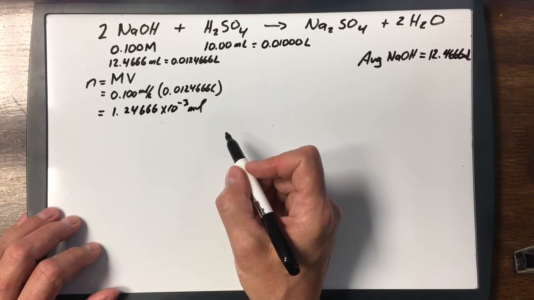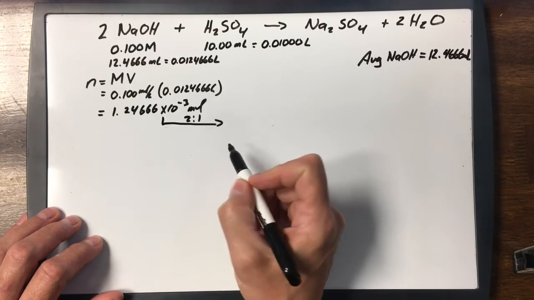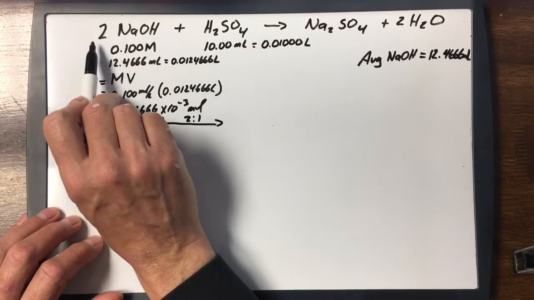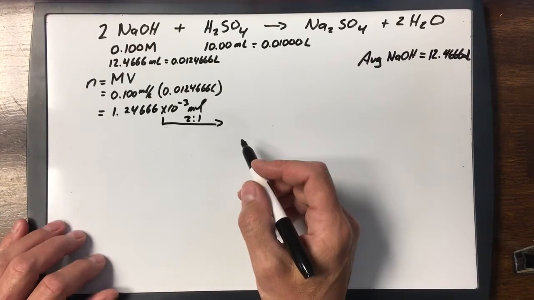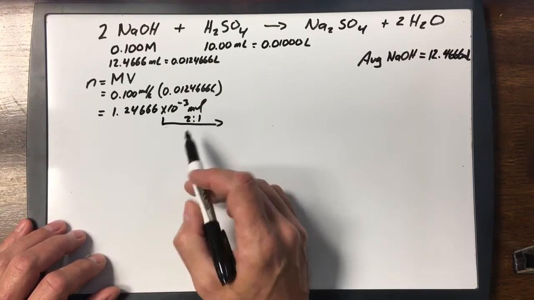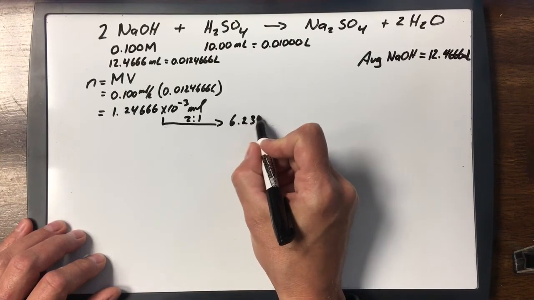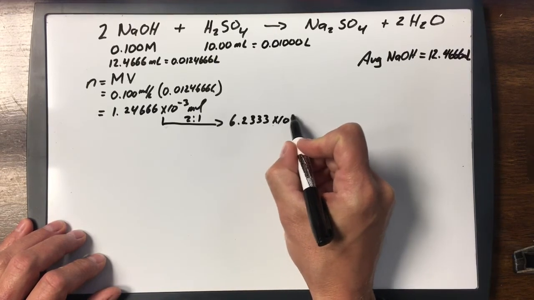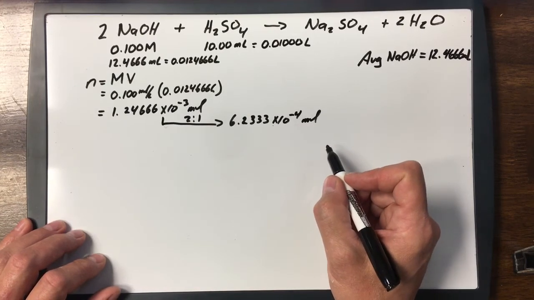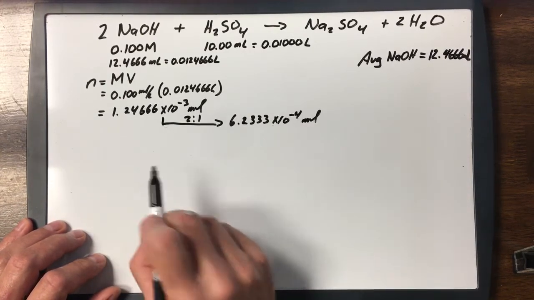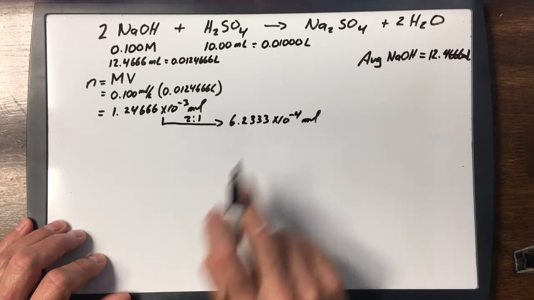Once we have the number of moles of sodium hydroxide, we're going to apply our mole ratio to go from sodium hydroxide to sulfuric acid. They react in a 2-to-1 mole ratio. Hopefully at this point you're able to do these ratios a little bit quicker. With a 2-to-1 ratio, we're just going to simply divide that value by 2 to get 6.2333 times 10 to the negative 4 moles of sulfuric acid. That is neutralized by the 1.24666 times 10 to the negative 3 moles of sodium hydroxide. They react in a 2-to-1 ratio.